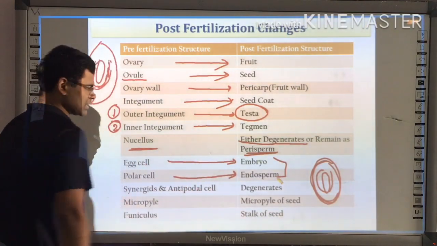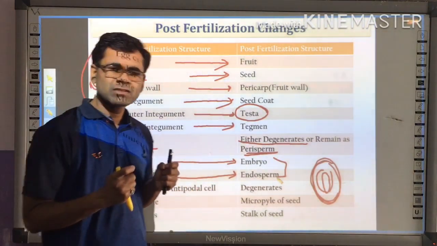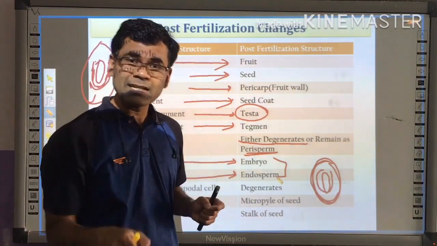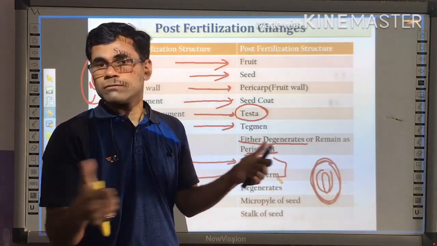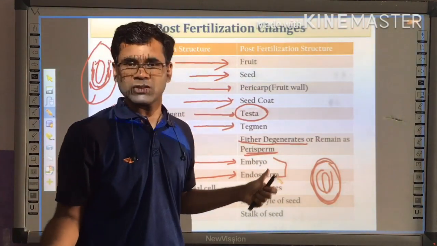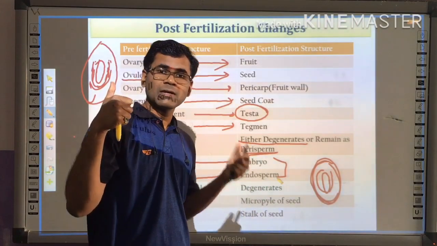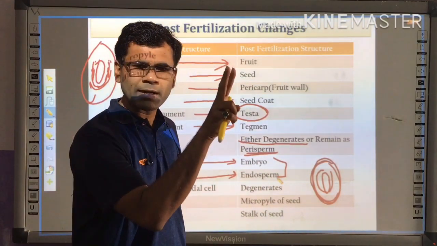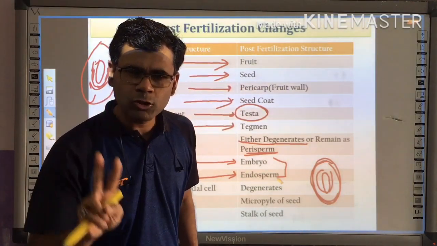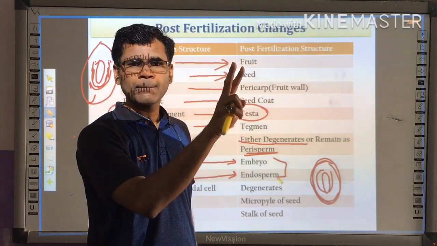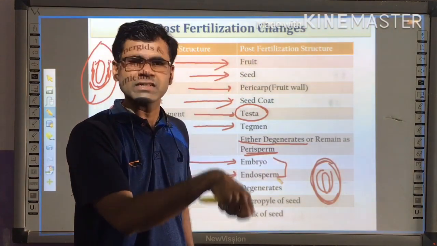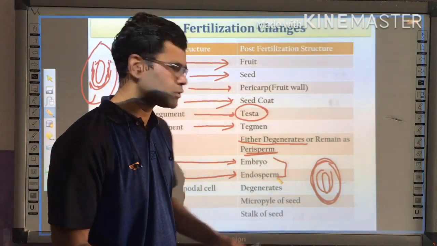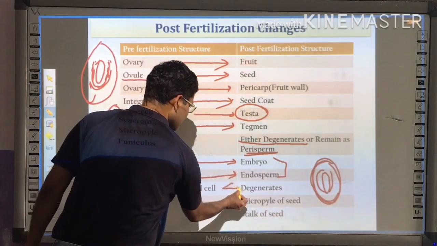Synergids and antipodal cells. Remember, what is the function of synergids? They are used for guidance of the pollen tube. Now, after fertilization, there is no use of the synergids. During double fertilization, I told you also that as the pollen tube enters the embryo sac, the synergids degenerate. So the antipodal cells and synergids both undergo degeneration and are lost.